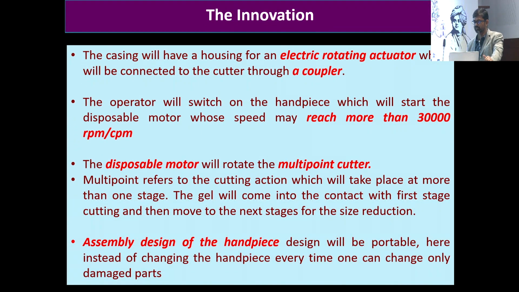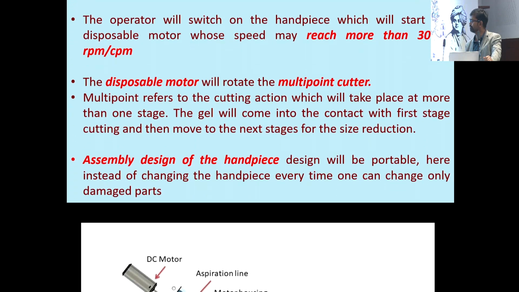So the innovation is that we made a casing that will house an electric rotating actuator, which will be connected to the cutter through a coupler. The operator will switch the handpiece, which will start the disposable motor. We initially want to achieve somewhere around 30,000 cuts per minute. The disposable motor will rotate a multi-point cutter, and multi-point cutting means that the cutting is not done only at the tip, but also in between, along the shaft. And the best part is that it will have a modular design. So if any part falters, you can just replace that part instead of changing the whole cutter.